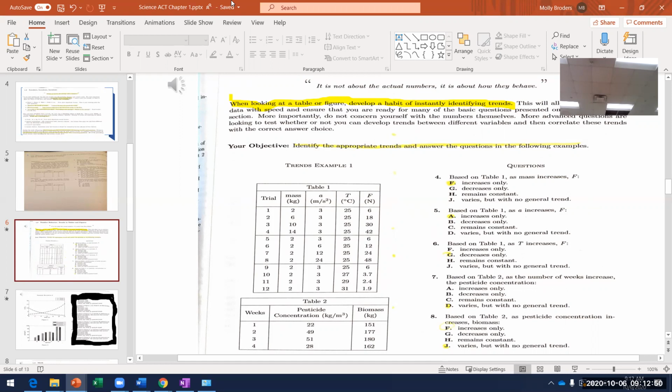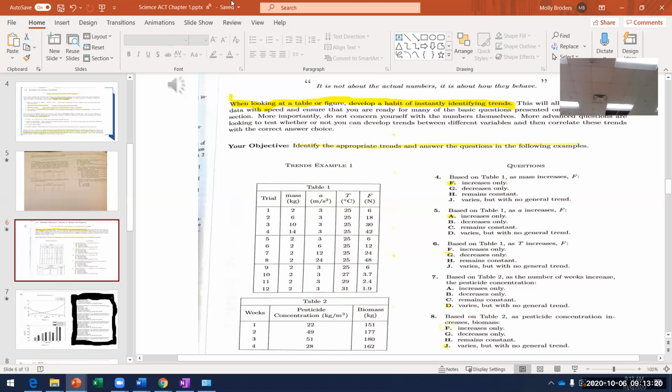Look at table 2, okay? As the pesticide concentration, what happens to pesticide concentration in table 2 as the weeks go by? Does it increase only? It varies. Right, so your answer probably would be it increases and then decreases. That would probably be your answer.